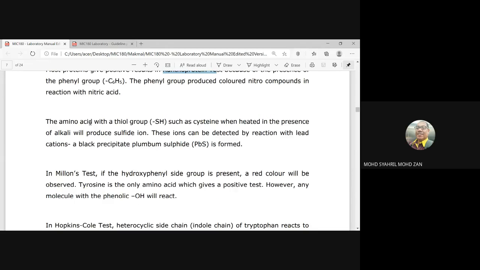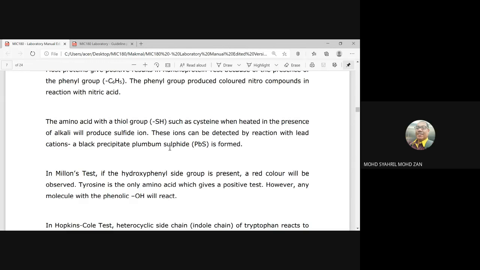Okay, continue. The amino acid with the thiol group, or what is a thiol group? It is an SH group, for example cysteine. Cysteine is one example of an amino acid. We have to heat it with the presence of alkali first to produce the sulfide ion. So this sulfide ion will be detected, and with lead cations, a black precipitate, plumbum sulfide, is formed.